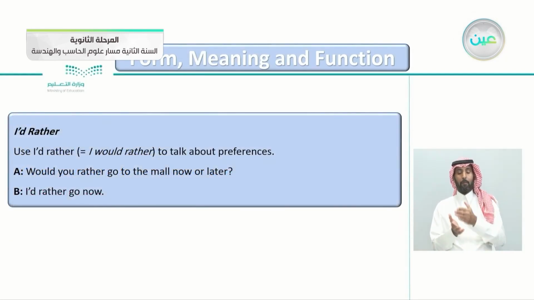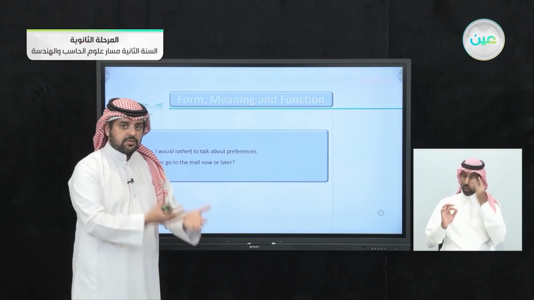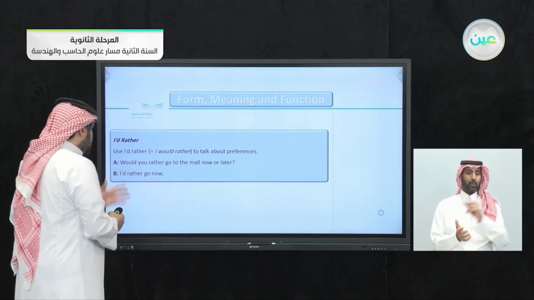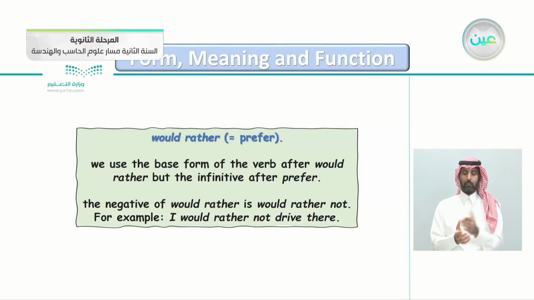Jumping to I'd rather. Of course, I'd rather is short for I would rather, used to talk about preferences. When you say I'd rather, it means that you choose to do that. Your preference is to do this thing. For example, would you rather go to the mall right now or later? You say, I'd rather go now. Would rather means to prefer. We use the base form of the verb after would rather, but the infinitive after prefer.